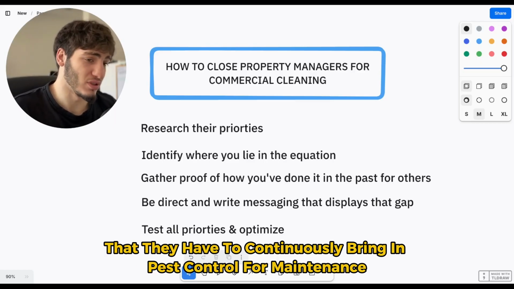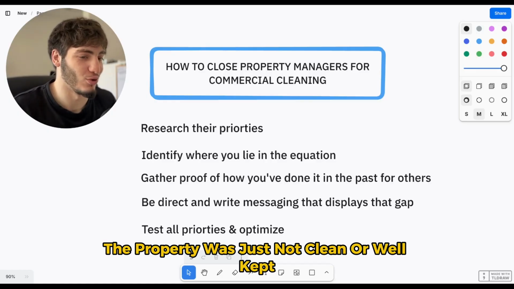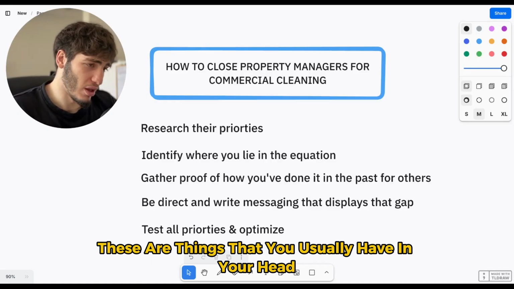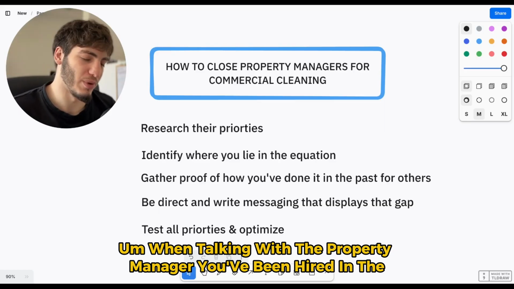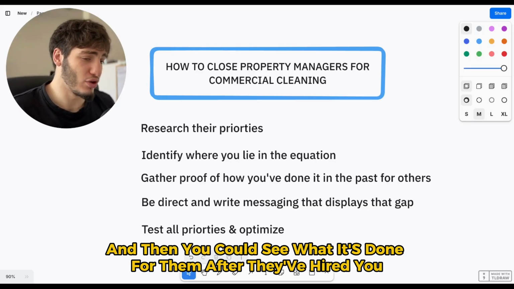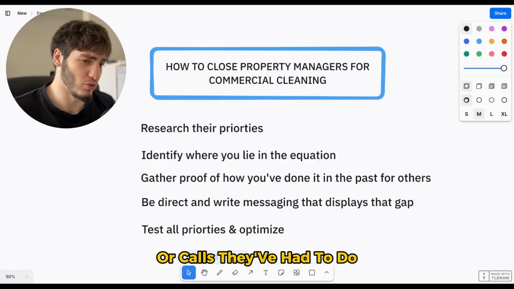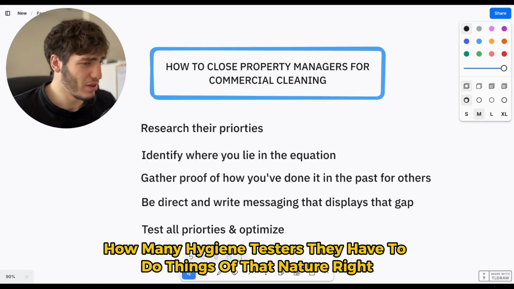That they have to continuously bring in pest control for maintenance because the property was just not clean or well kept. And these are things that you usually have in your head when talking with the property manager you've been hired by in the past. And then you could see what it's done for them after they've hired you, right? So like, how many pest control hires they've had to do or calls they've had to do, how many hygiene tests they have to do, things of that nature, right?